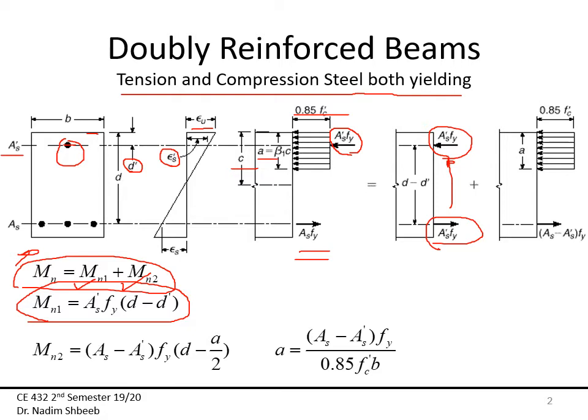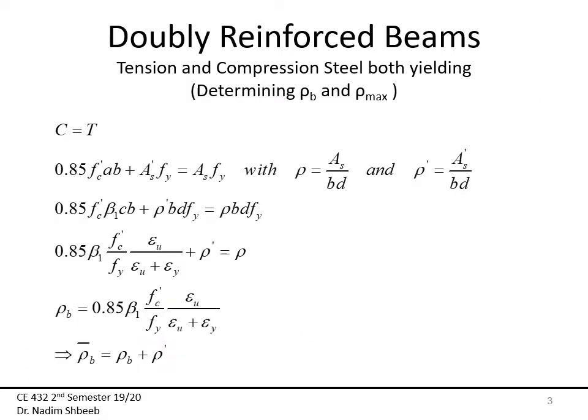So here I'm making a separate moment due to the compressive steel, or let me call it a compressive steel contribution to my moment. And then the rest obviously will contribute to Mn2, which is simply area of steel minus the compressive steel times Fy times D minus A over 2. And from that, I can find the value for A. Okay? And like single reinforced beams, I also would like to know what will be my rho balance and what is going to be my rho max for the doubly reinforced as well.